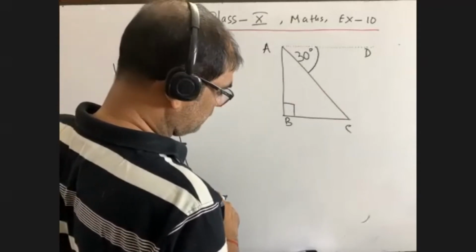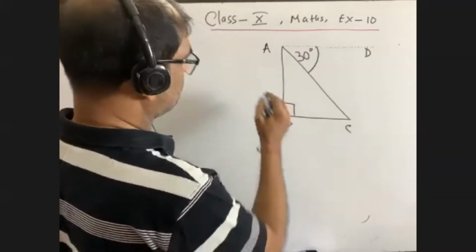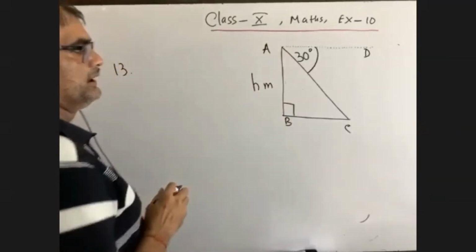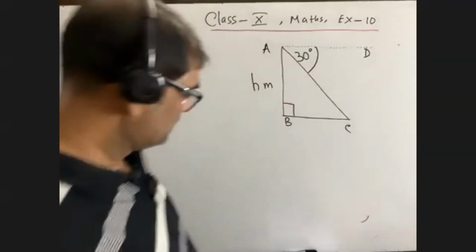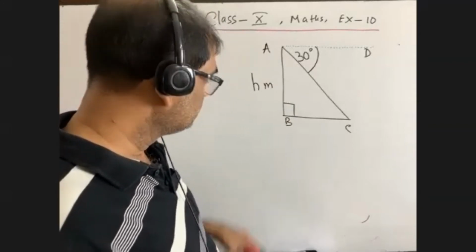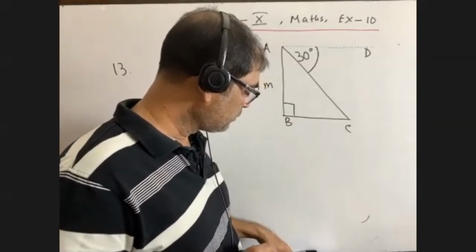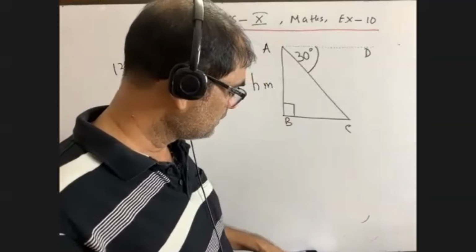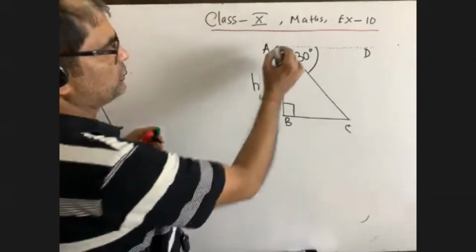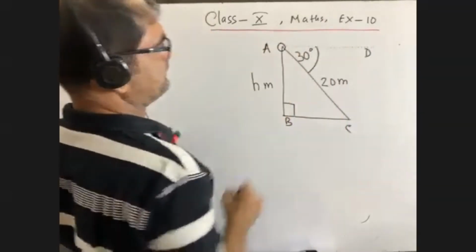The point is 20 meters from the top of the house, and you have to find this height. AB is equal to h meters. Now, what is to be found? You have to find the height. What is given? 20 meters. The angle of depression at a point on the ground, 20 meters from the top of the house. This is the top, then it is 20 meters.